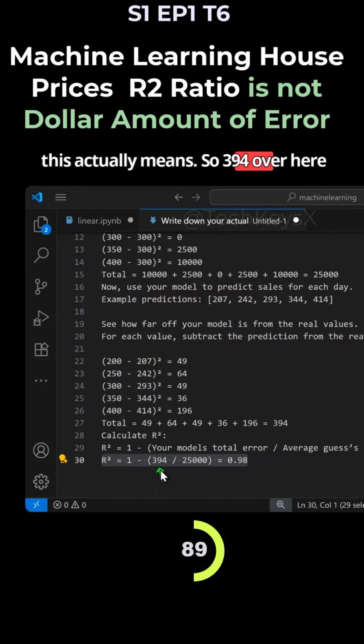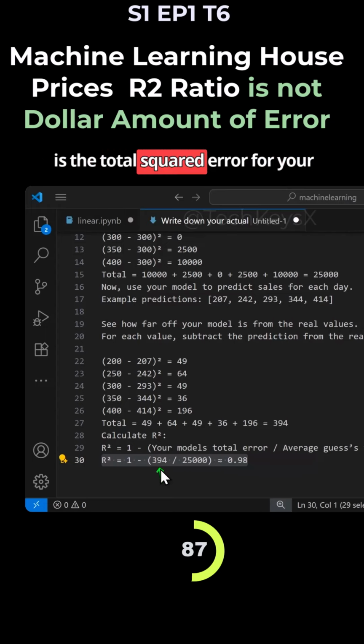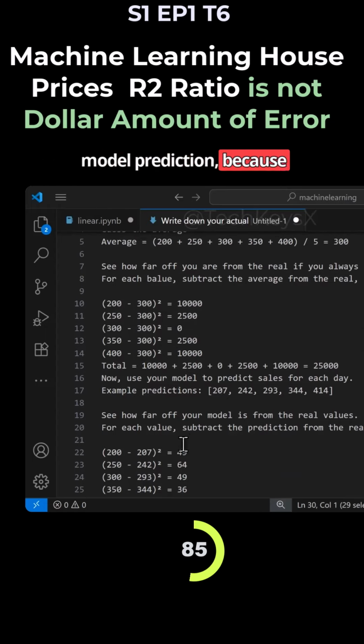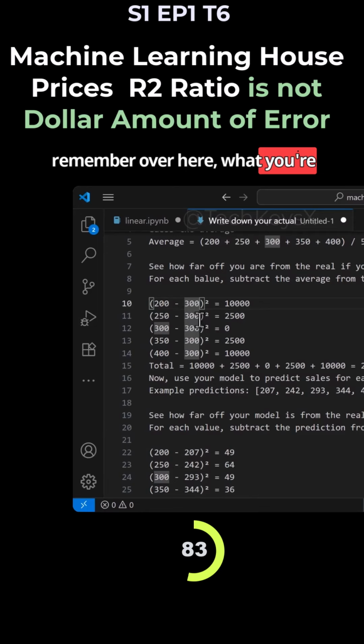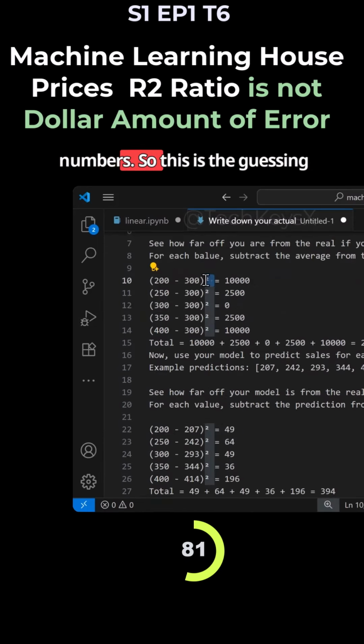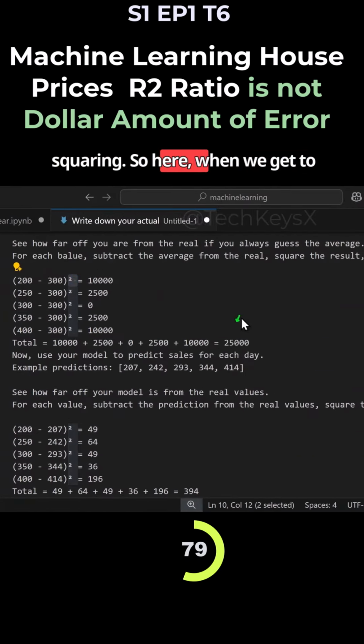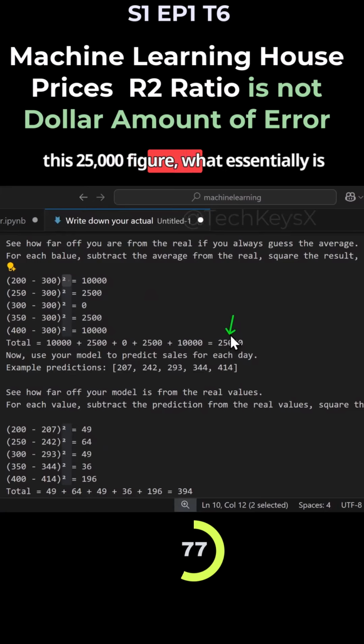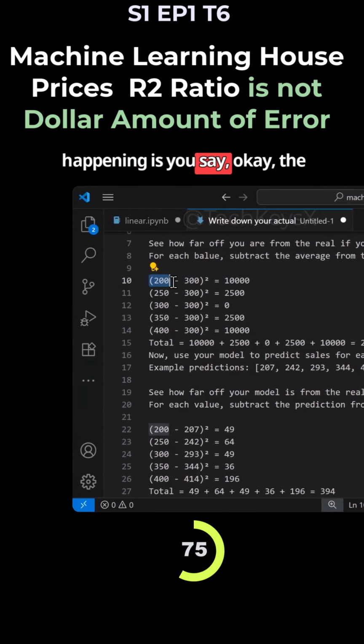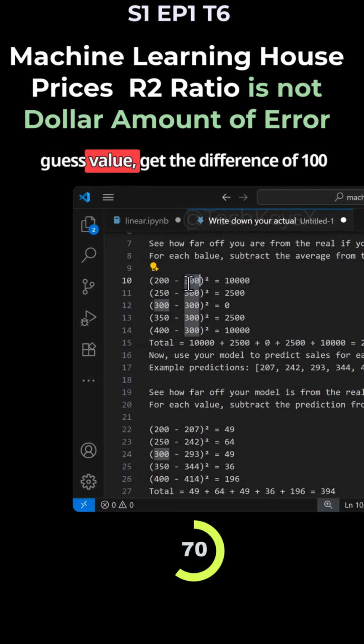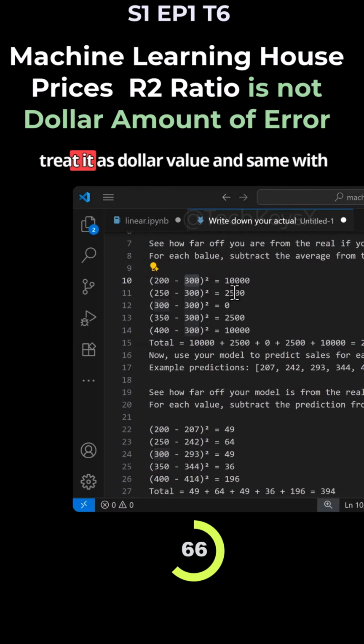So 394 over here is the total squared error for your model's prediction, because remember, what you're doing is you're squaring the numbers. So this is the guessing squaring. When we get to this 25,000 figure, what essentially is happening is you say, okay, the actual value is 200 and this is the guess value. Get the difference of 100 and then you square it. So you can't treat it as a dollar value.